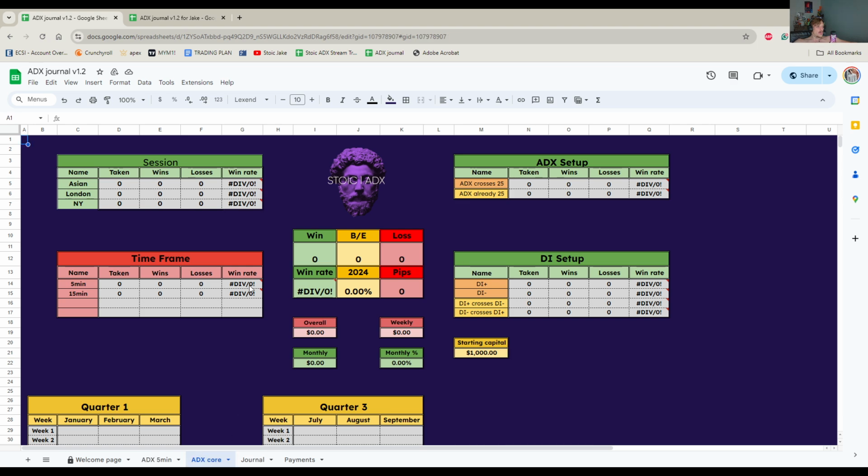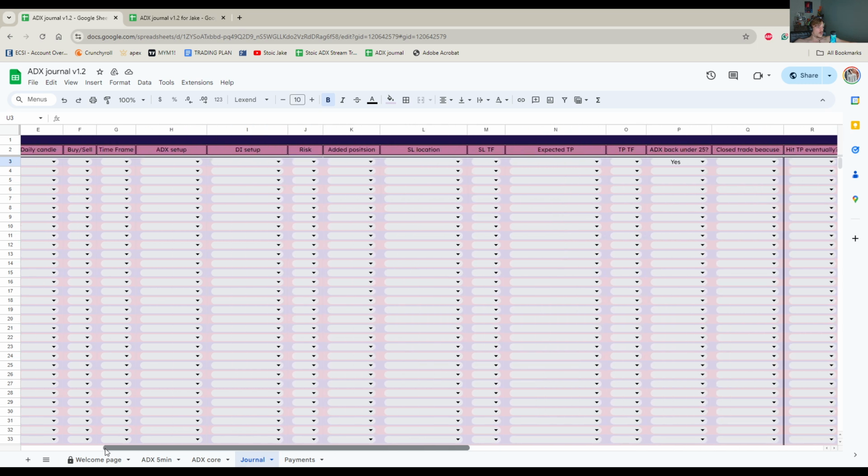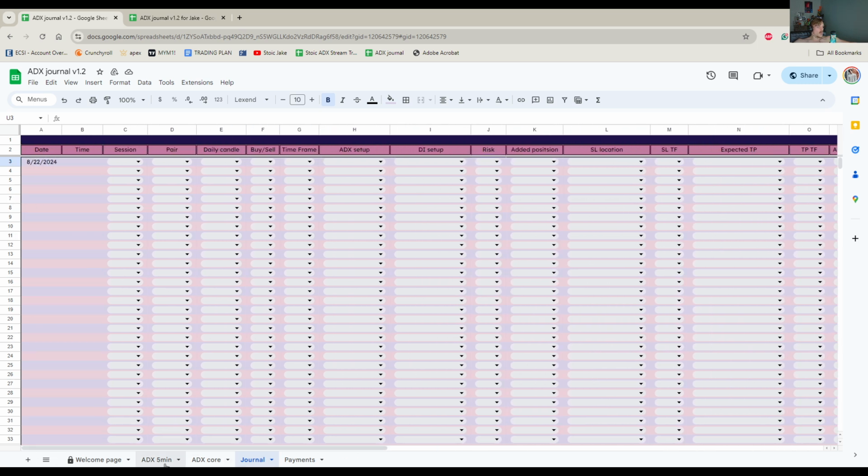This type of stuff would be for the 15-minute plays, and on the journal, we have our journal right here. So ADX core, ADX 5-minute journal, and payments. Your date would be the date you took the trade. Your time would be the time that you took the trade. Session would be the session that you took the trade in. The pair would be the pair that you took the trade on.